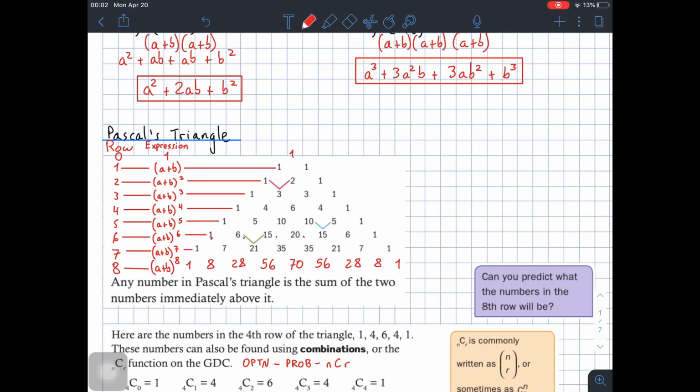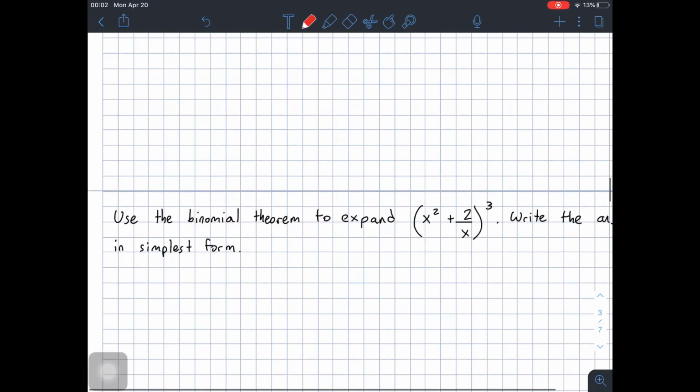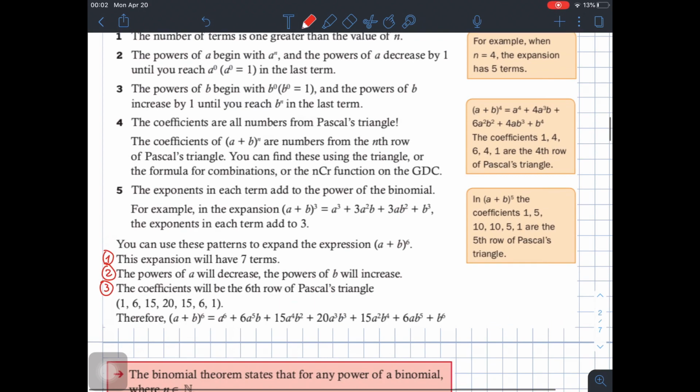1, 6, 15, 20, 15, 6, and 1. Okay, those are the coefficients which are written here. 1, 6, 15, 20, 15, 6, 1.